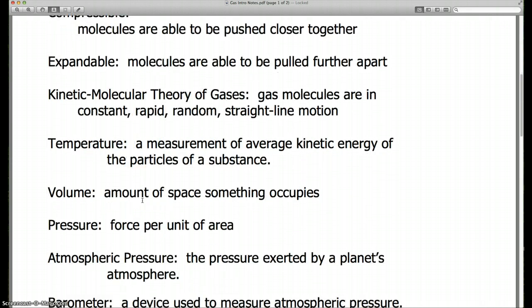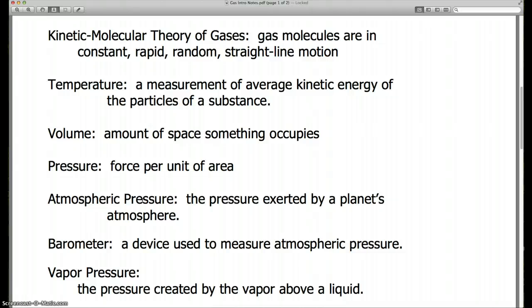The three variables that we'll be using quite a bit through this unit are temperature, pressure, and volume. Temperature, we've defined temperature half a dozen times already. It's, again, a measurement of the motion of the particles. Volume is how much space something occupies, or how much space it takes up. And pressure, which we haven't talked about, is force per unit area.